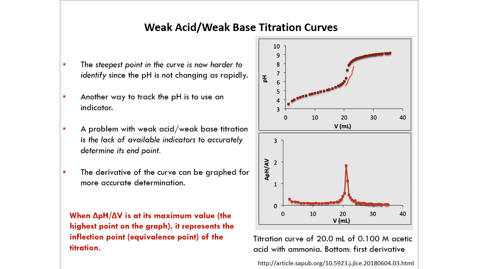And so by doing this, we plot the change in pH divided by the change in volume versus the volume of your titrant. And when we find the maximum value or the inflection point, that indicates the equivalence point of the titration. And this strategy is not only used for weak acid, weak base titrations, but it can be used for all the other titrations that we've discussed.